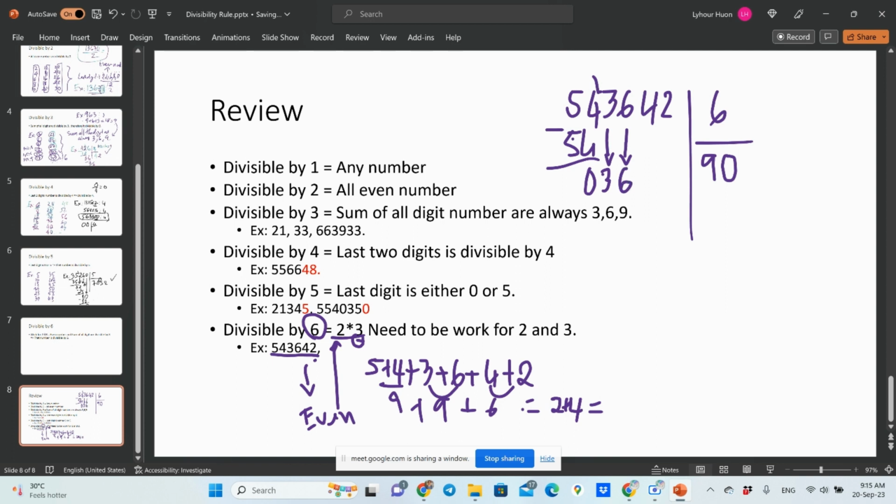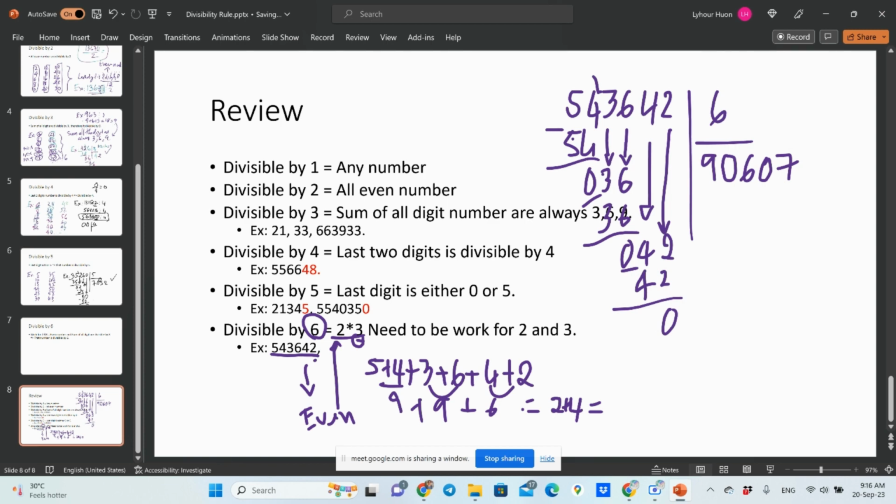Then how many times does 6 go into 36? 6 times 6 is 36, so this is 0. Then we drop the 4, and 4 is subtracted by 0, then add 0 to the quotient, then drop down 2. And then how many times 6? 7 times 6 is 42, which leaves remainder 0.